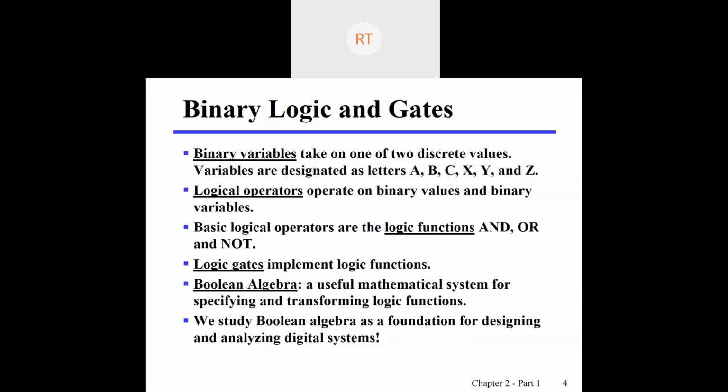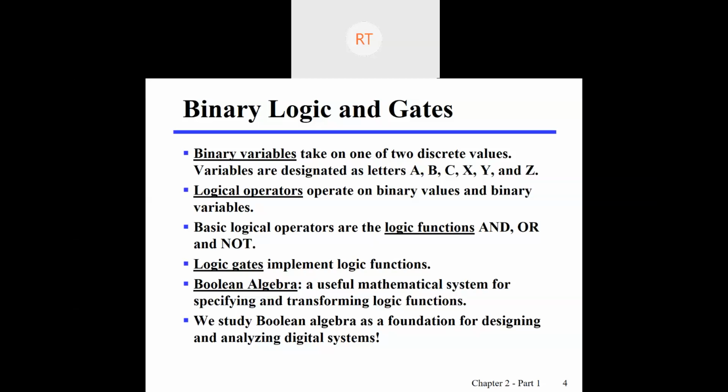Logic gates implement the logic functions that you are doing. So if you are doing an AND, you need an AND gate. If you are doing the OR operator, you need the OR gate. If you are doing the NOT, you need a NOT gate. So I have three gates, each gate for a function or an operator.